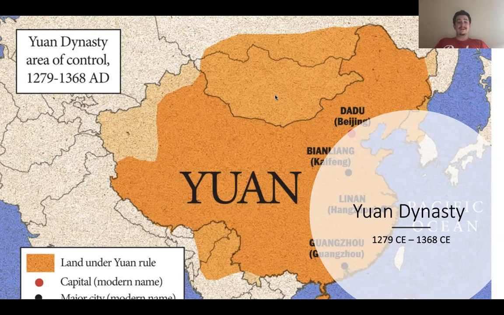So our last dynasty we were going to do this week is the Yuan Dynasty, and you can see that it lasted from 1279 to 1368 CE. And this dynasty is unique in that it was actually ruled by people who weren't ethnically Chinese. They were actually Mongolian, which today would be this country right up here.